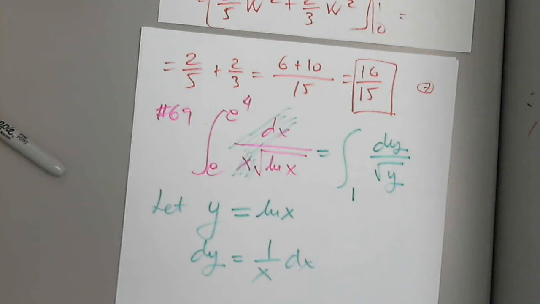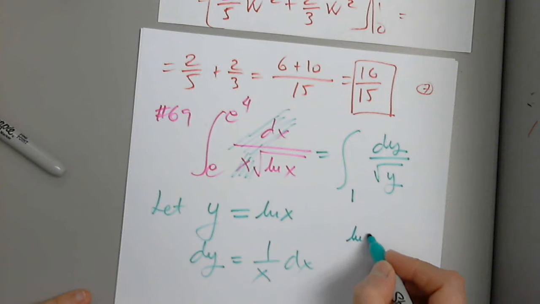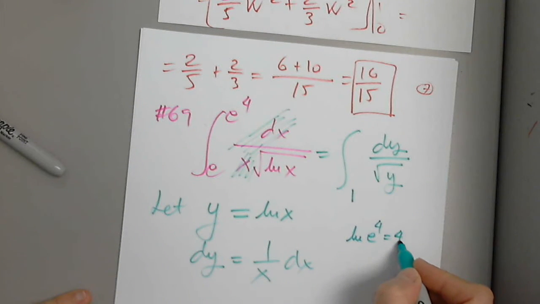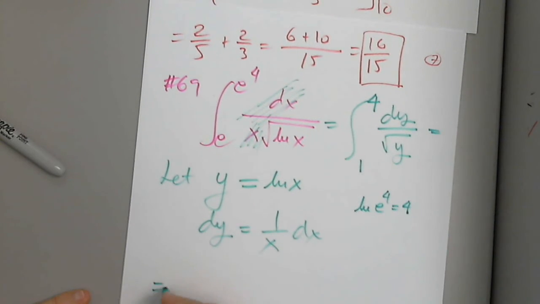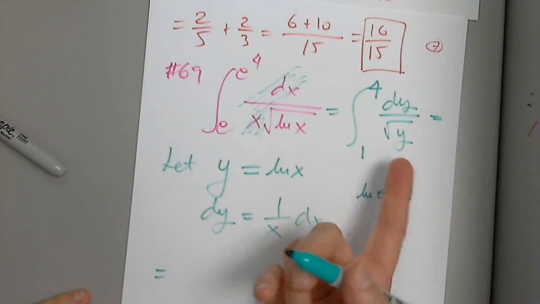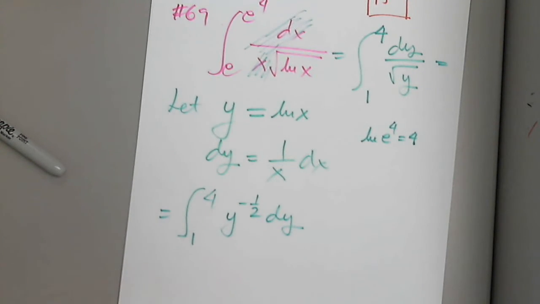So it's not 0? Natural log e? No. Natural log 1 is 0. Natural log e is 1. You want me to write this down? Okay. So now let's plug in e to the 4th. Yes, natural log of e to the 4th is 4 indeed. Excellent. So now let's rewrite the function one more time. The integral from 1 to 4 of y to negative 1/2 dy. This is easier.